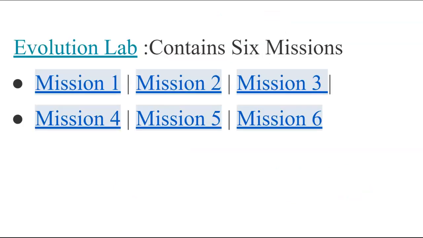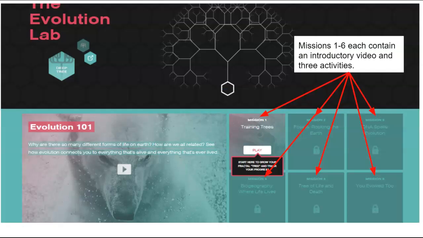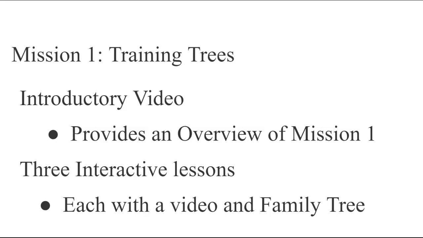Okay, now we're going to begin to go into the 6 missions. There are 6 of them. We see that on the page when you open it up, you can see there are mission 1, 2, 3, 4, 5, and 6. They will each be locked until you complete them. Mission 1, Training Trees, is where we began. We started with an introductory video which provides an overview of all of Mission 1 and the 3 interactive lessons that you'll be taking place in, each with a video of their own and a family tree to build.